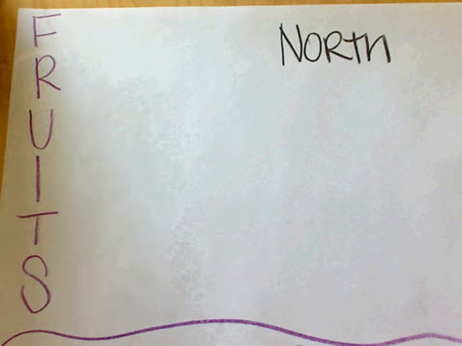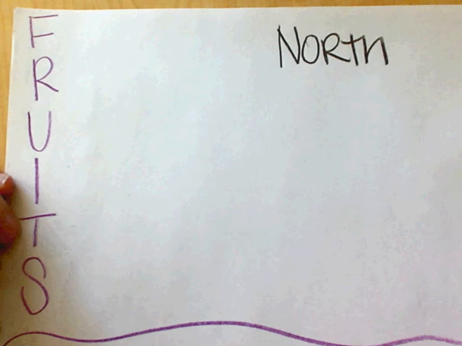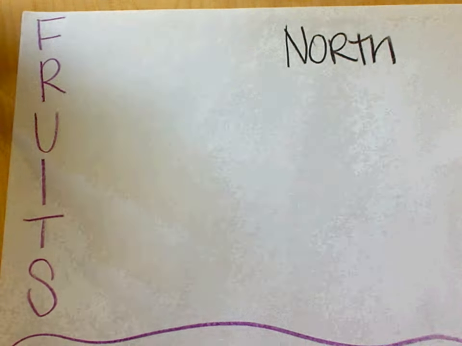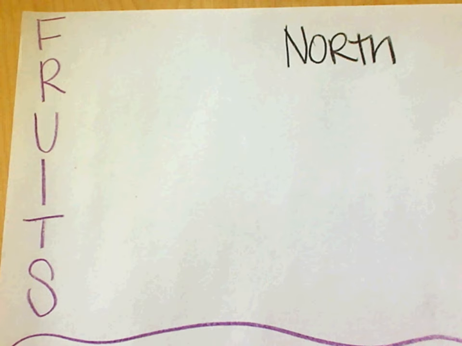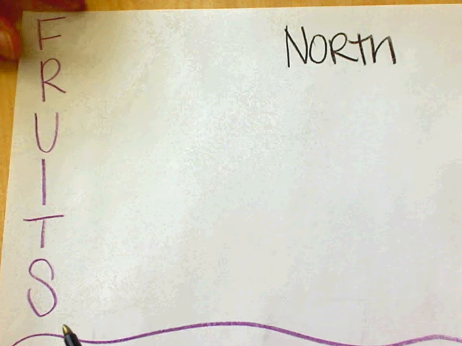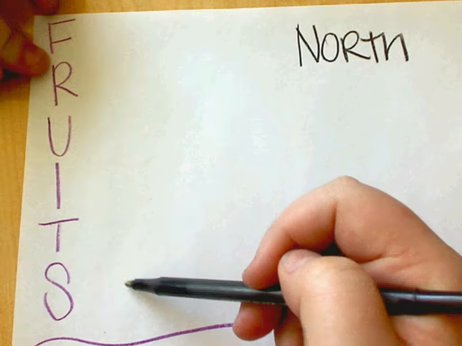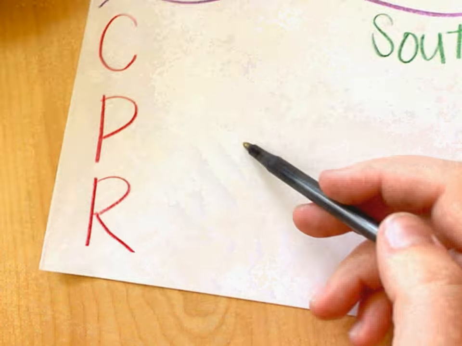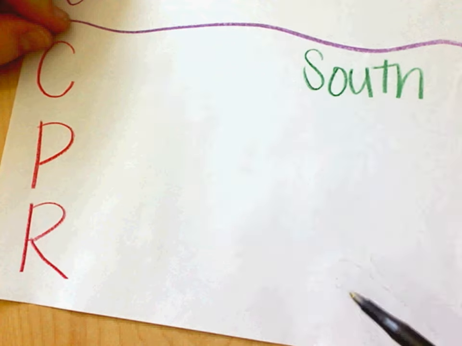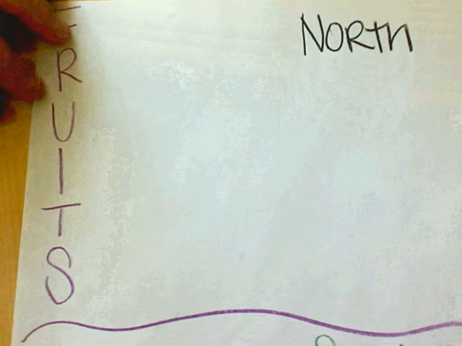Alright, so the first thing we're going to be looking at today is the Industrial Revolution. Now, the Industrial Revolution is really divided into two primary sections. We have the North, which we're going to use the acronym FRUITS, and the South, which we're going to use the acronym CPR.